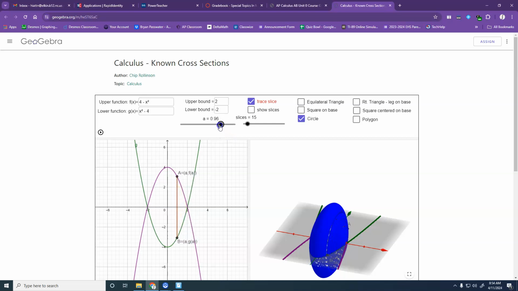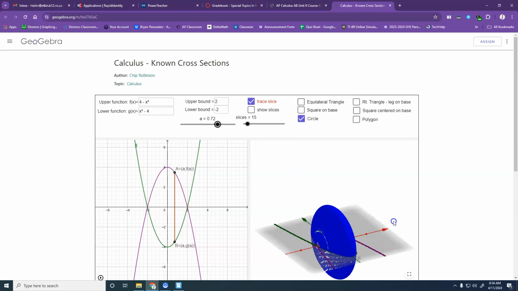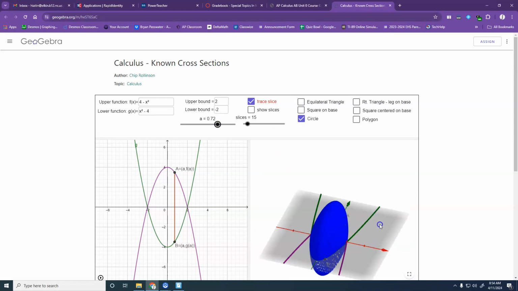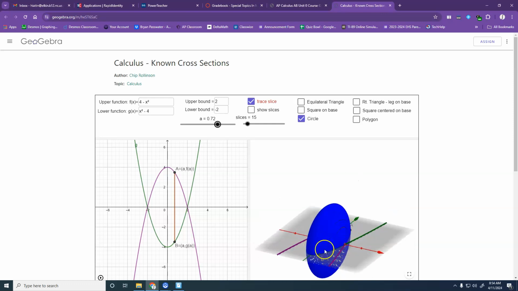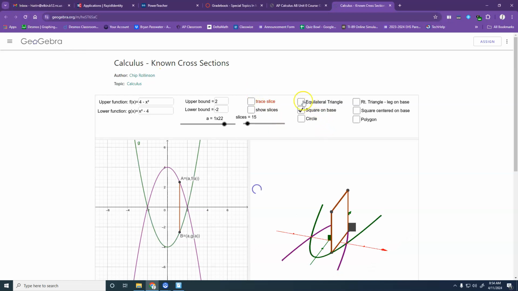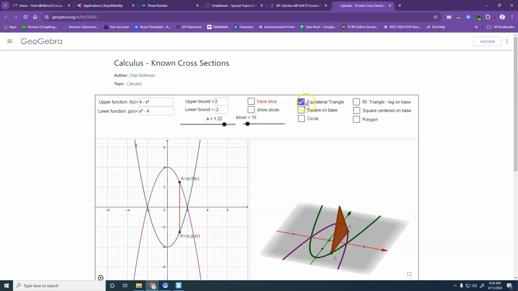So you can look and see what you would end up with here. It would give you this shape. This is a full circle, so it's on both sides, but if it was a semicircle, it'd only be the top half of that. If we reset it, you could also do an equilateral triangle.